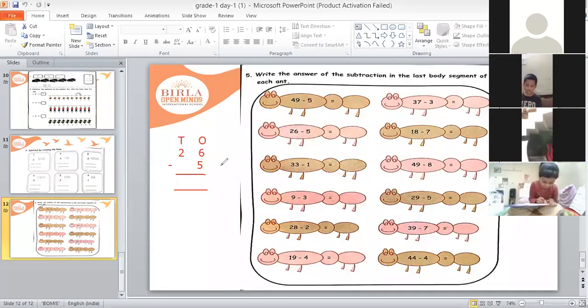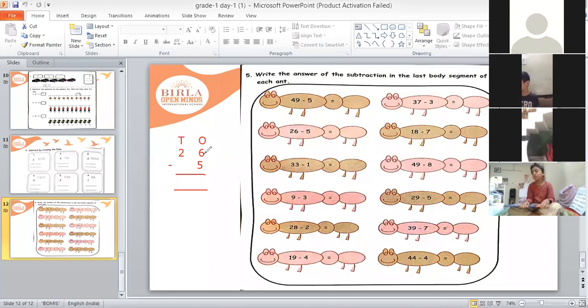Yes, whenever we are subtracting two numbers, we always start subtracting the number in ones place first, right? So now in ones place, numbers are 6 and 5. So what we'll do, we will draw lines according to the first number and we will cut lines according to the second number. Okay.